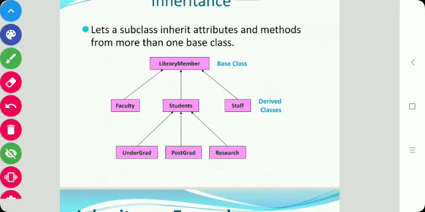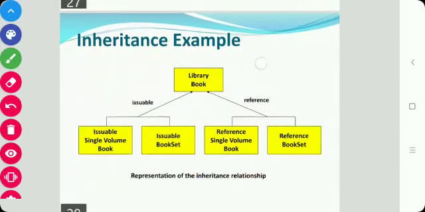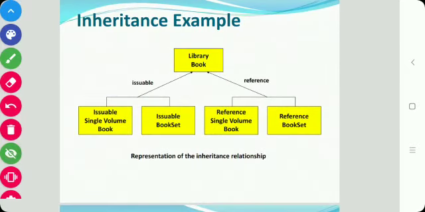We indicate the relationship between the base class and derived classes like this, by drawing the line from the subclass to the super class. And here we can combine the subclasses according to the discriminators. So issuable and reference are the two discriminators for the library book, and we can combine these subclasses and join them to the super class.